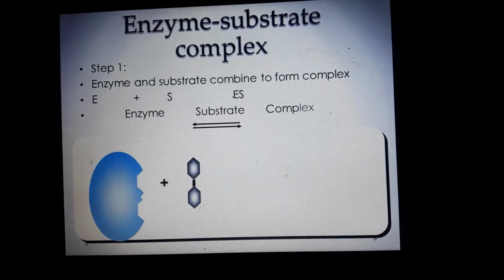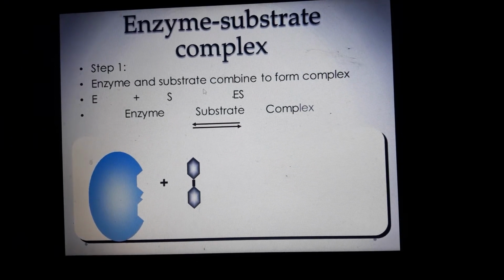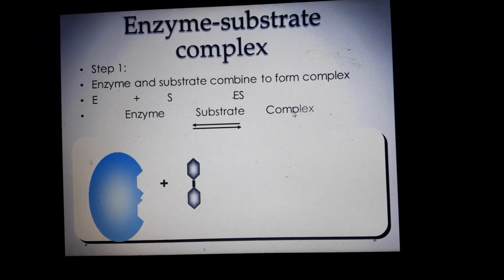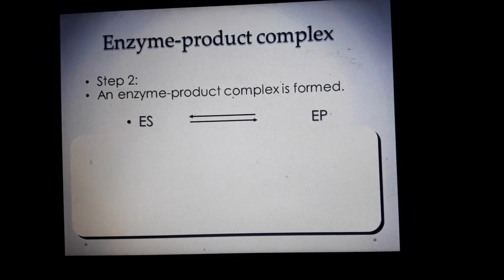Next, enzyme substrate complex, step 1. Enzyme and substrate combine, E plus S, to form ES. The reaction is reversible. So we have the enzyme, and then here the substrate, and it will form the enzyme substrate complex.